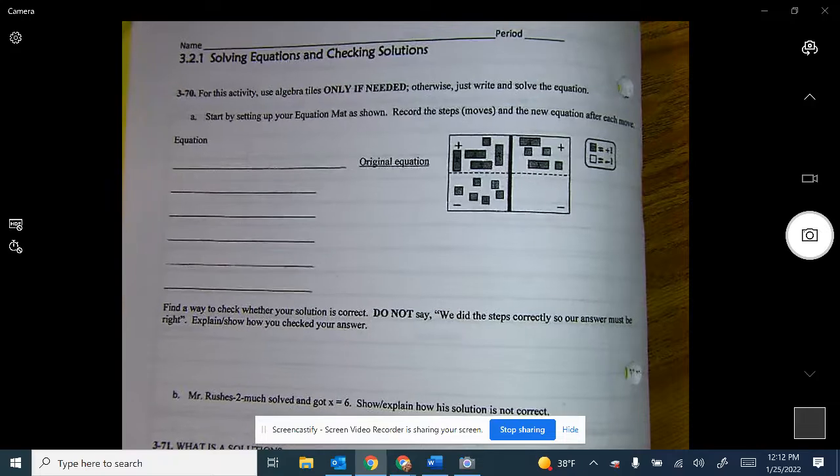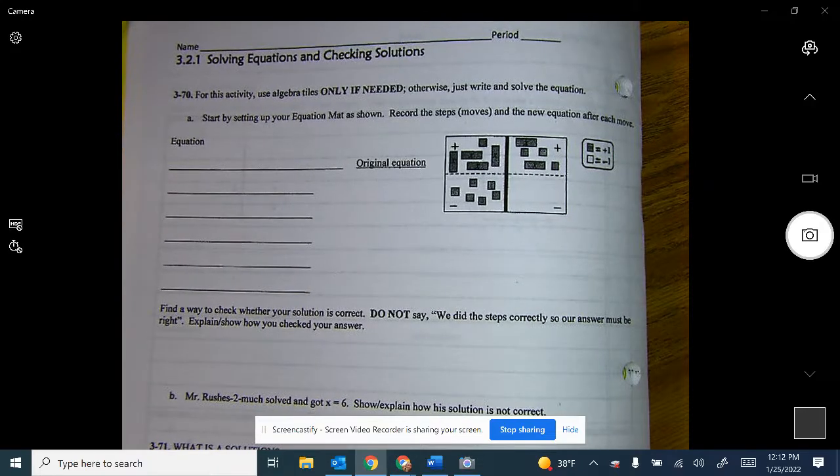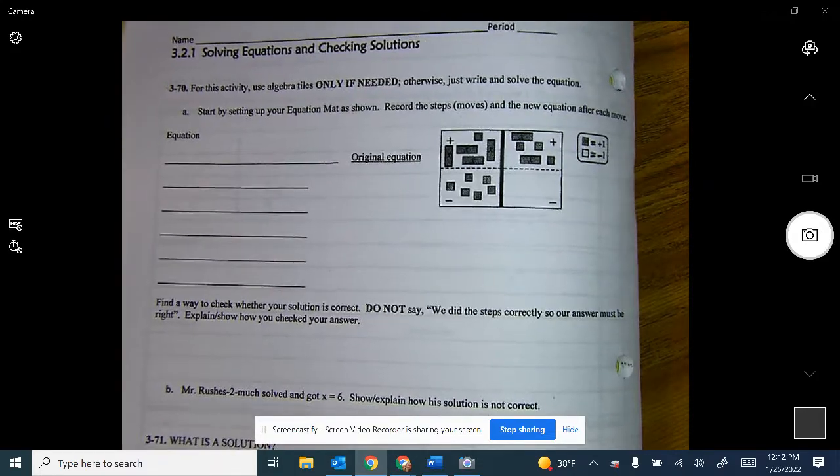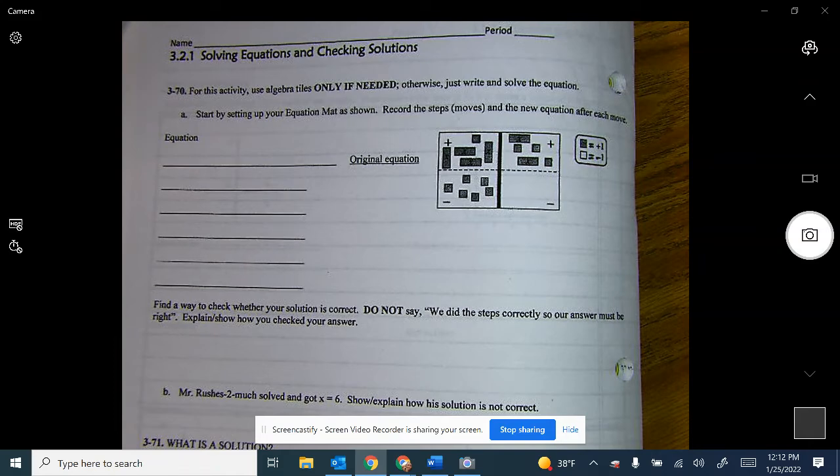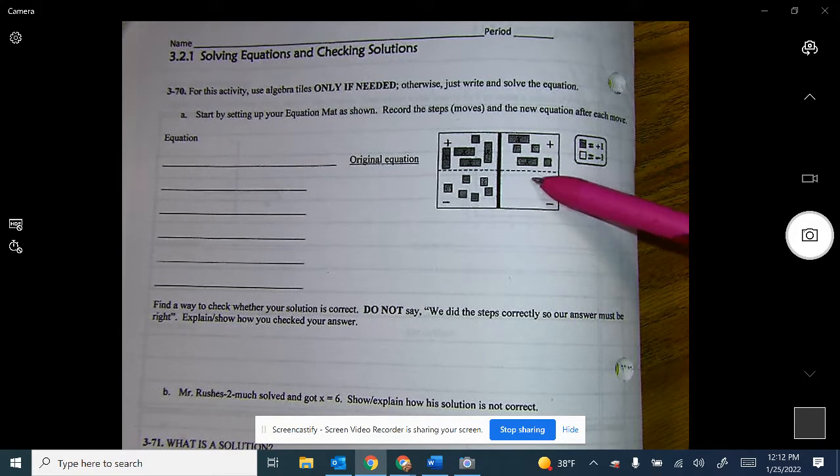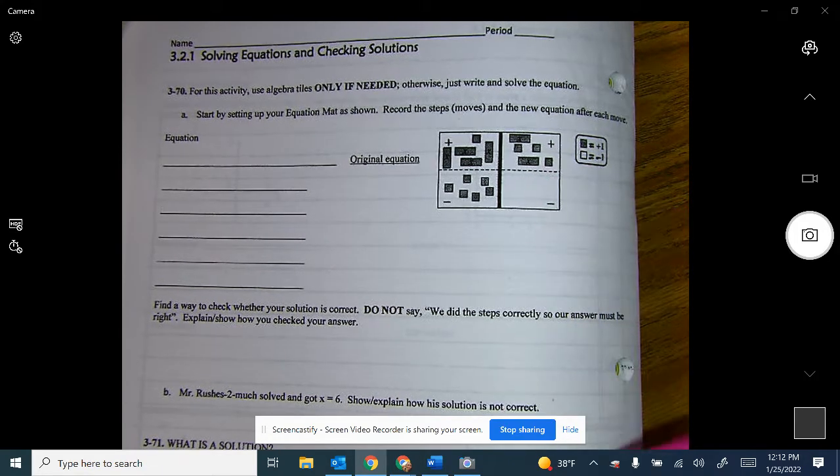So today we went over page 24 in our workbooks. That's page 24. Looks like this. And we are going to practice using our legal moves to solve an equation. And then also we're going to practice using substitution to check our answers.